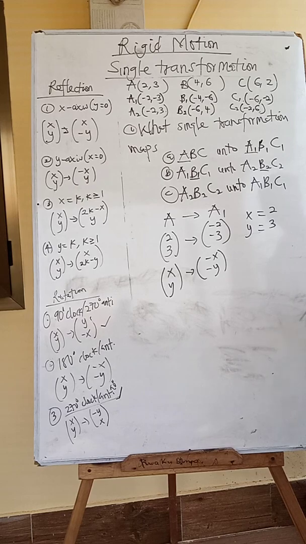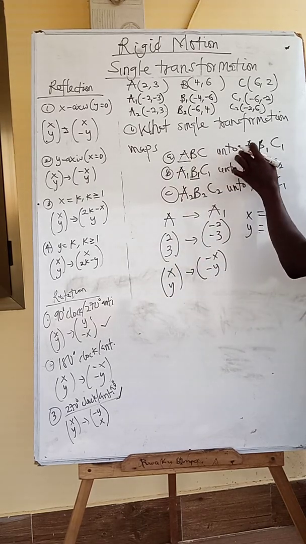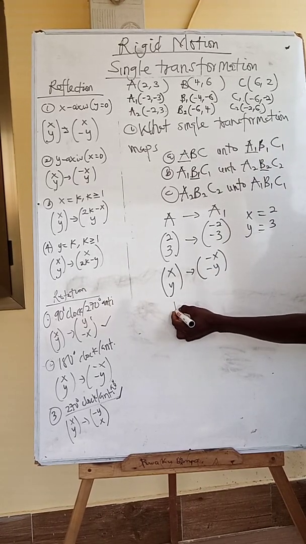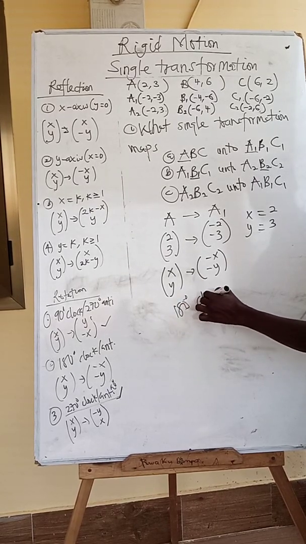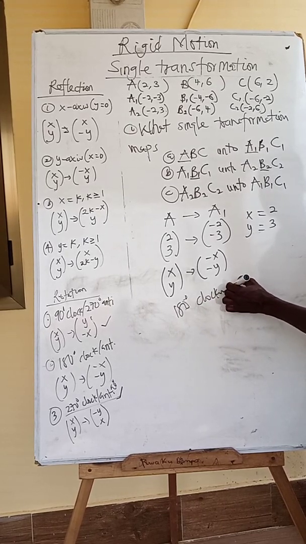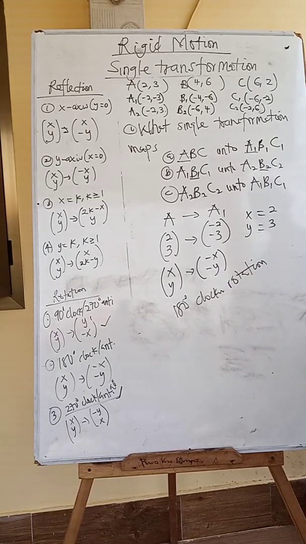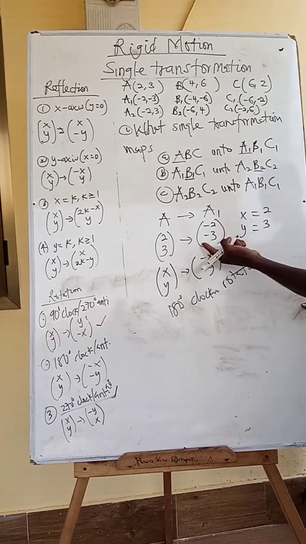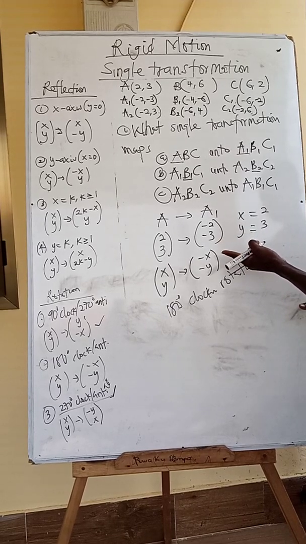Now let's go to the second question. The single transformation that maps A, B, C onto A1, B1, and C1 is either a rotation of 180 degrees. You can say 180 either clockwise or anti-clockwise, because a 180 clockwise rotation is the same as a 180 anti-clockwise rotation. Good. Or what else can you say if you don't want to rotate it? (2, 3) to (-2, -3). What else can you say?